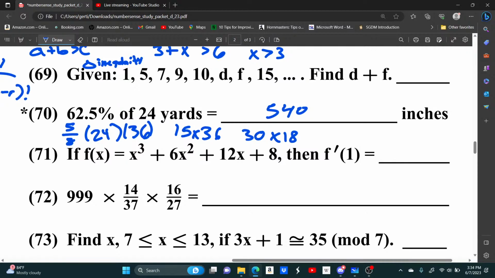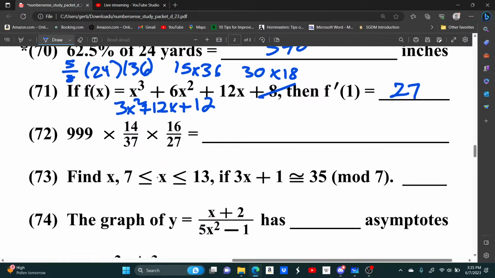Okay, on to the final stretch. Okay, 71. If f of x equals x cubed plus 6x squared plus 12x plus 8, then f prime of 1 equals what? So I'm just going to take the derivative of this equation. Derivative of a constant goes to 0. And if I plug in 1, that's just 3 plus 12 is 15 plus 12 is 27.